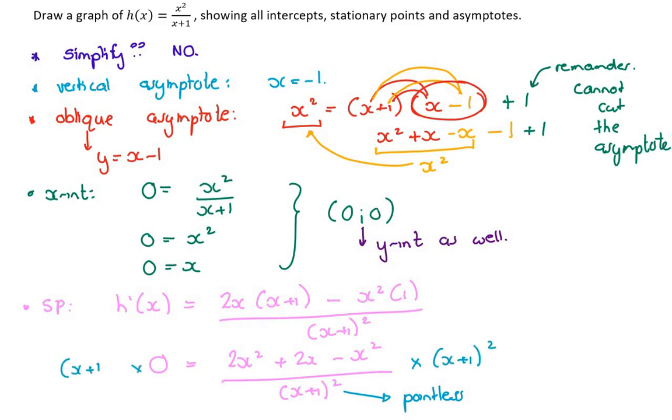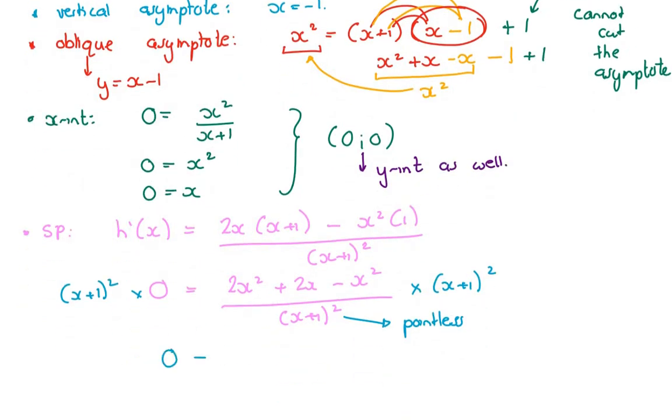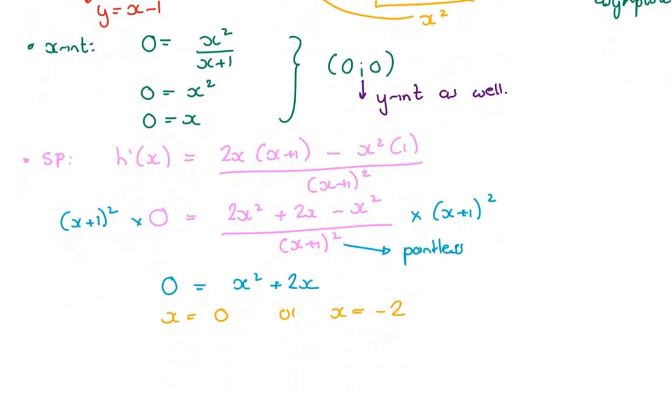If I multiply by (x + 1)² on both sides, I basically just get 0 equals the top, which in this case is x² + 2x. Please also remember that we never show working with equations as easy as this. Well, I suppose you can do some working if you want, but use your calculator, or you can happily just factorize in your head and solve.